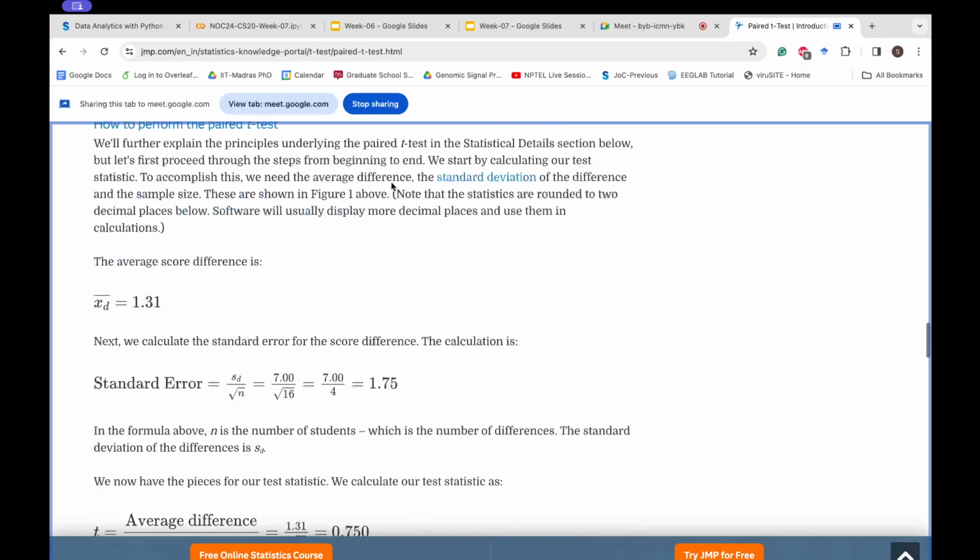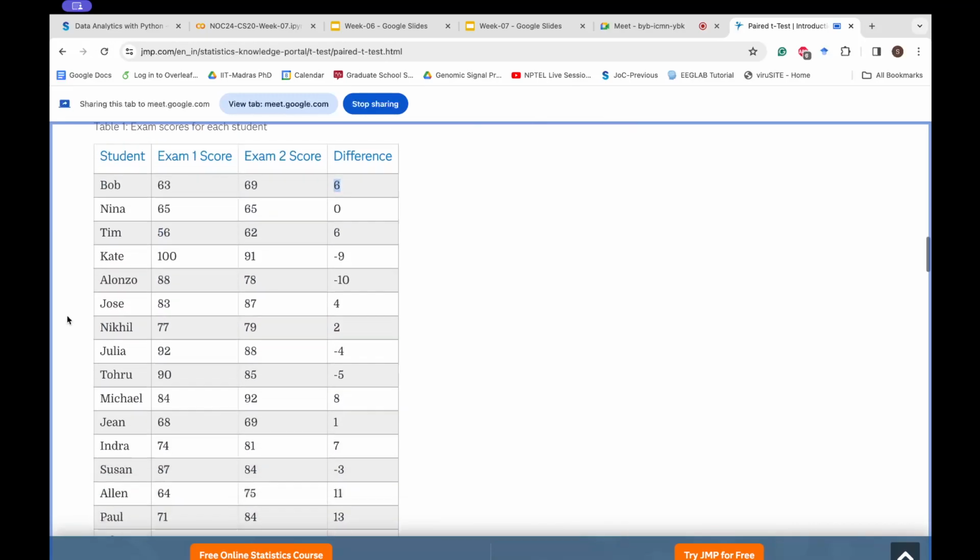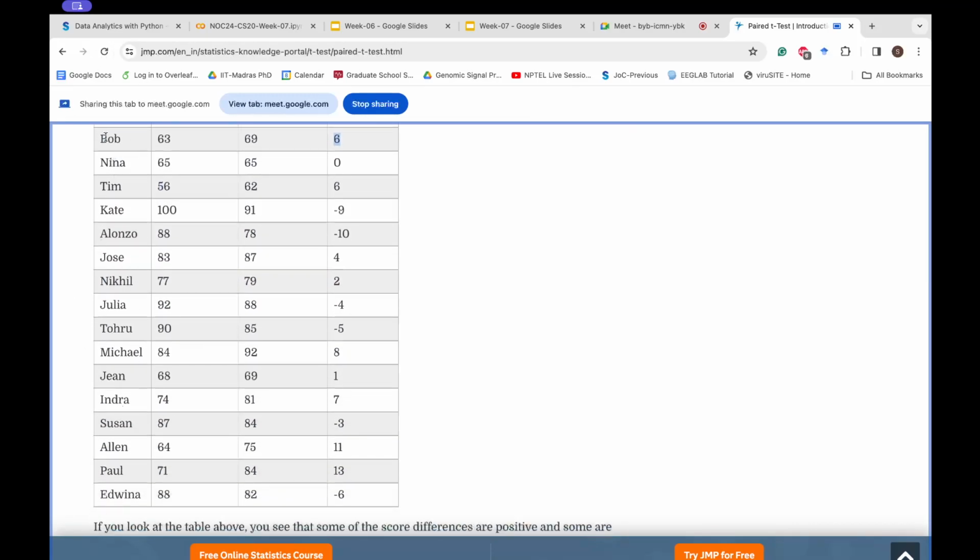Okay, so it's the same thing, the only difference is in the concept that is used. Here the values are coming from a single group.